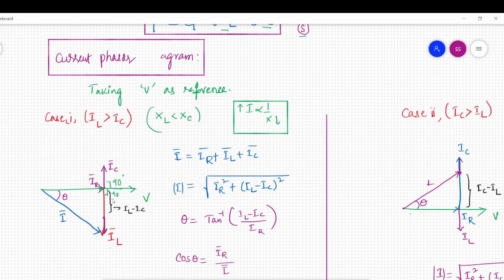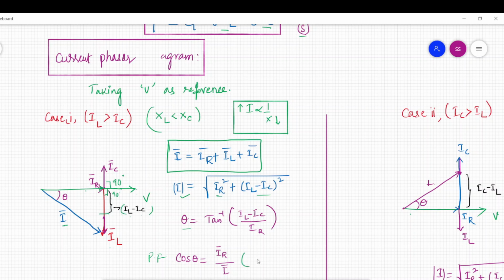Now we are going to add these vectors. Because IL is greater than IC, we are subtracting IC from IL. So this will be the net current, IL minus IC. The sum of IR plus IL minus IC will give us the total current, that is I bar equals IR bar plus IL bar minus IC bar. The magnitude will be the square root of IR square plus IL minus IC whole square. Theta will be the angle tan inverse of IL minus IC by IR, and the power factor is IR by I.